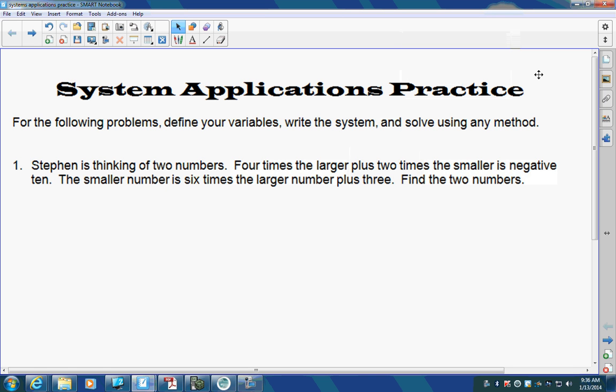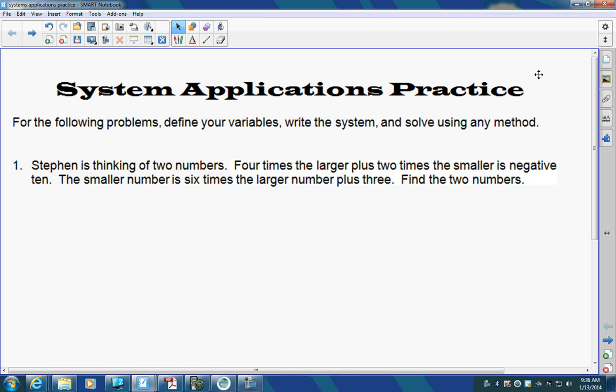to work with systems applications. We're going to practice writing them and solving them. In this video, we're going to do the odds. The first one, look at the directions. It says, for the following problems, define your variables, write your system, and solve using any method.